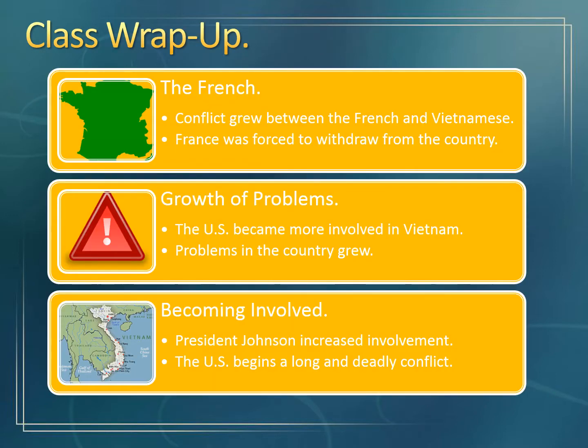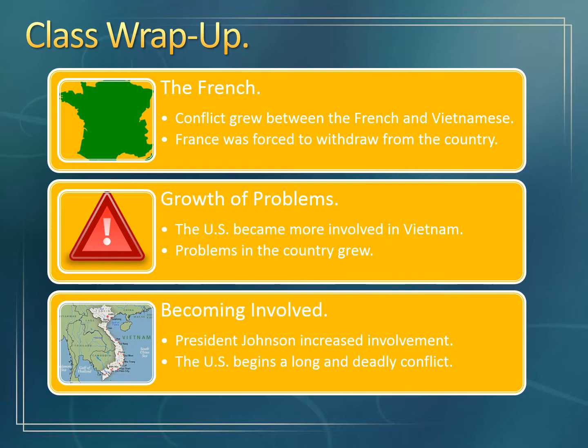All right, so we'll wrap up here. So conflict grew between the French and Vietnamese. Remember, they'd been in the area for many, many years actually. And again, this created a lot of conflict because of the French policies against them. And that's a map of France there. Don't get confused. That's not Vietnam. And eventually, France will be forced to withdraw from the country.